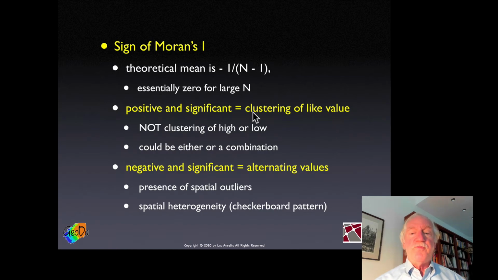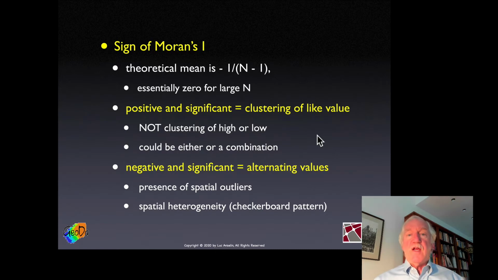Very important, we only conclude that there is clustering of like values when the Moran's I is positive and significant. If it's just positive, that means nothing. That means there isn't enough power, there isn't enough evidence to reject the null of spatial randomness.